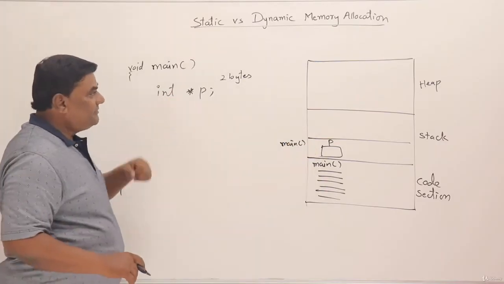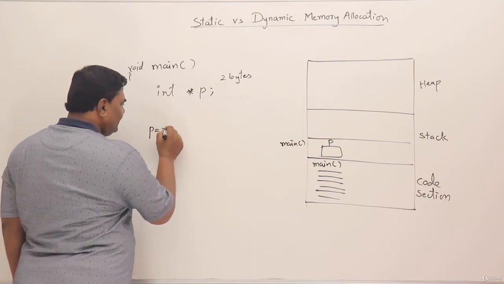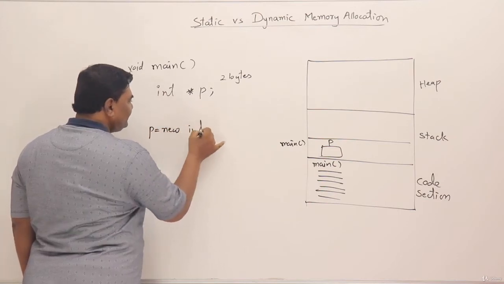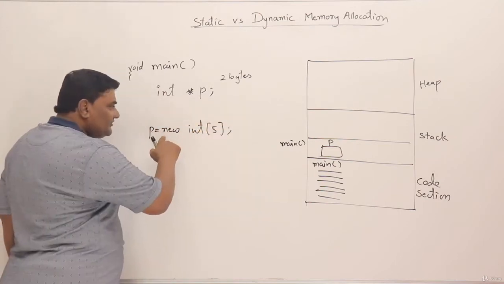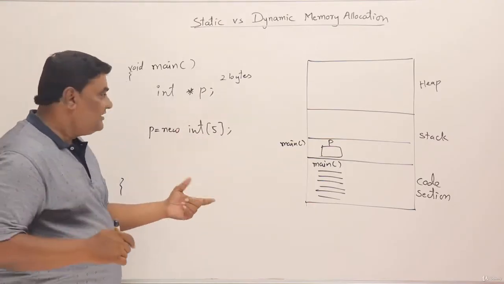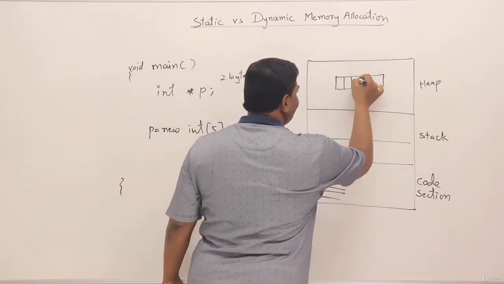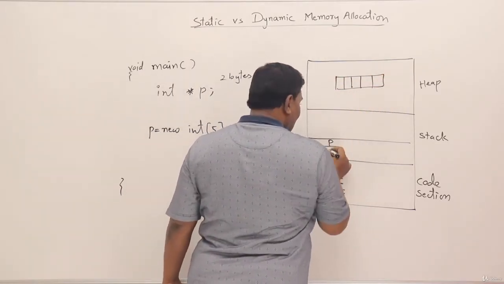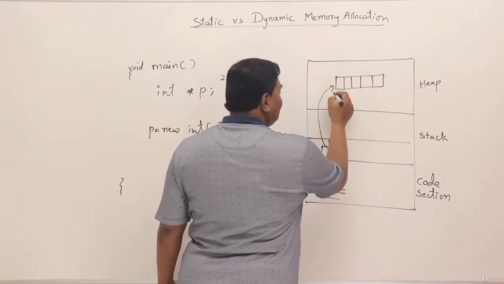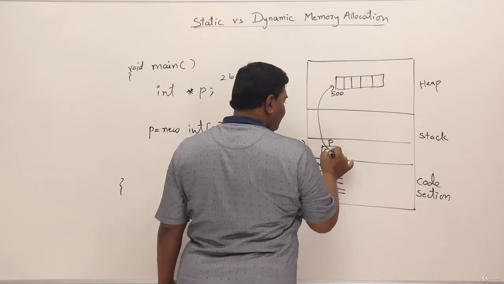Now I want to allocate memory in the heap. How much memory do I want to allocate? I want to create an array of integers of size 5. So this new statement will allocate memory in the heap for an array of size 5, and this pointer will point to it. Suppose the beginning address of this location is 500. So 500 is stored here.